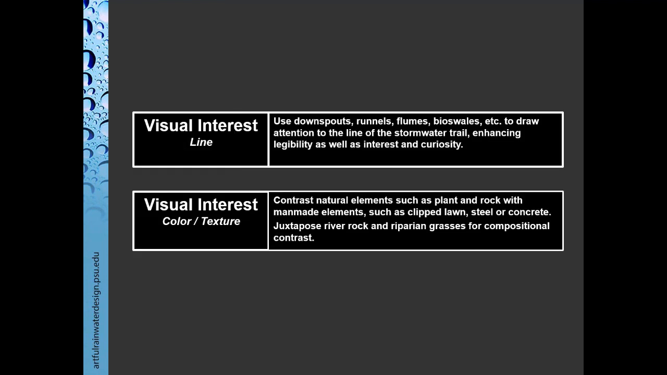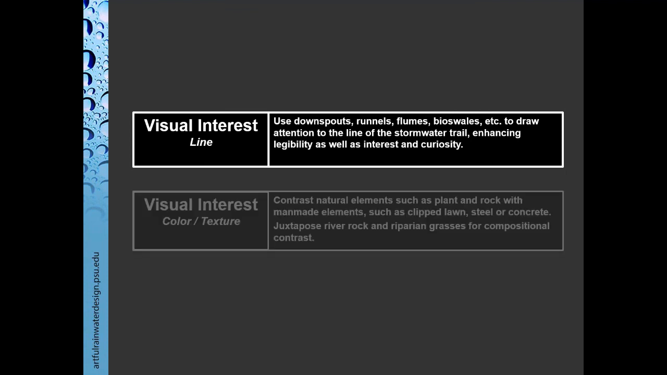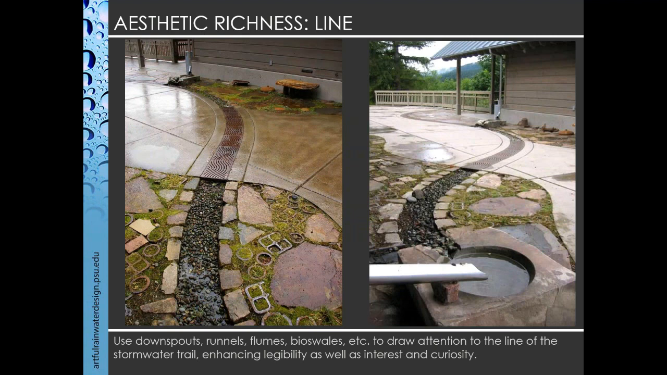We're going to talk, both under visual interest, about line and color and texture, starting with line. And in this case, we're going to go to a project also in Washington State. This is the Cedar River Environmental Center.